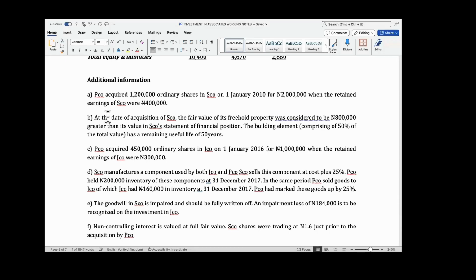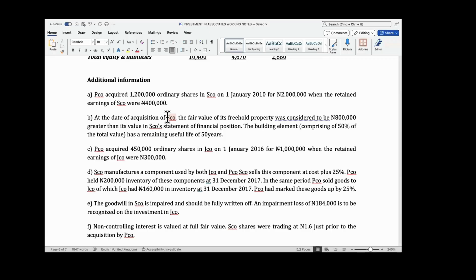Also, at the date of acquisition of Esco, the fair value of the freehold property was considered to be 800,000 greater than its value in Esco's statement of financial position. The building element comprising 50% of total value has a remaining useful life of 50 years. I've taught you this adjustment severally. This is where we have a fair value, a revaluation surplus at the date of acquisition, where the subsidiary revalued its assets and is having a surplus.